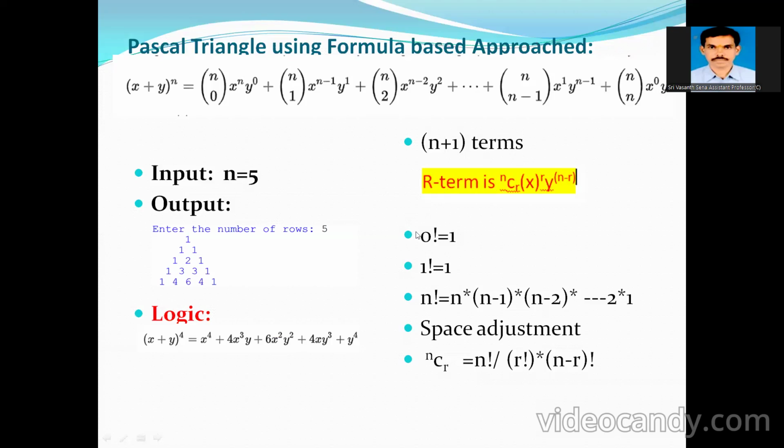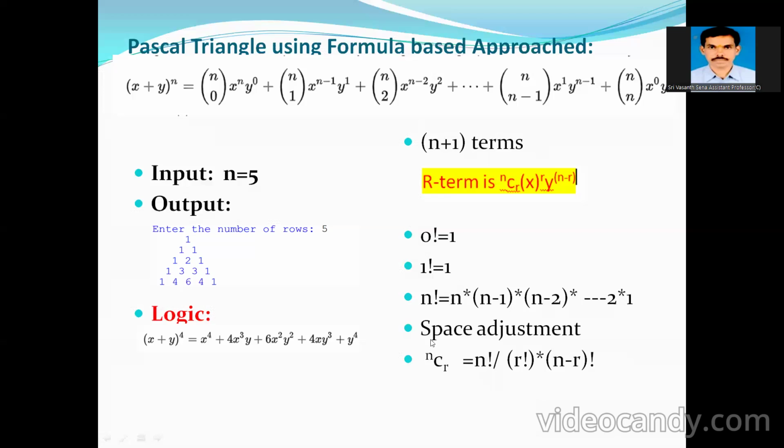So already you know the simple mathematics: 0 factorial is 1, 1 factorial is 1, so 2 factorial is 2 into 1. Similarly, n factorial is equal to n into n minus 1 into n minus 2, and so on, up to 1. So already you know that this mathematics is the backbone for computer science. So these are the required mathematical background.